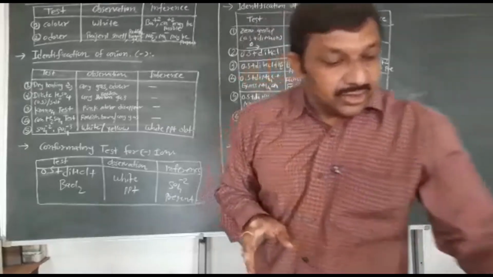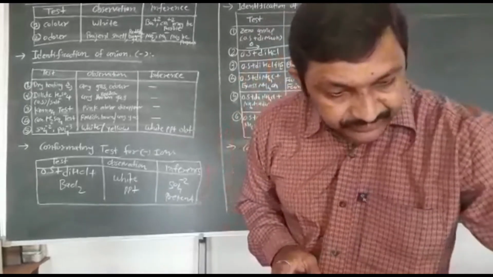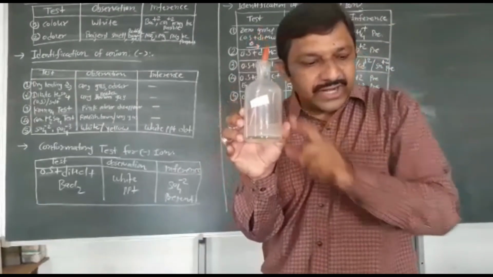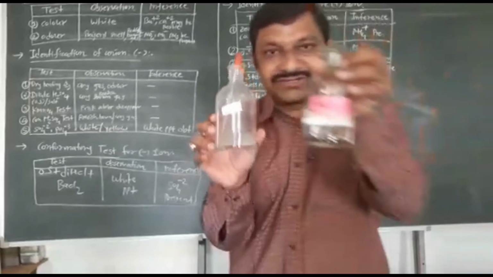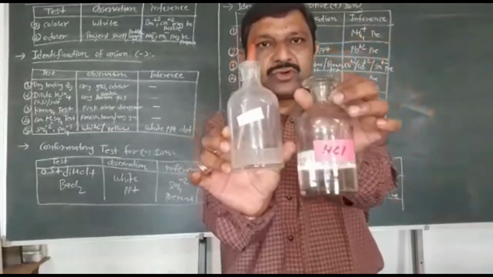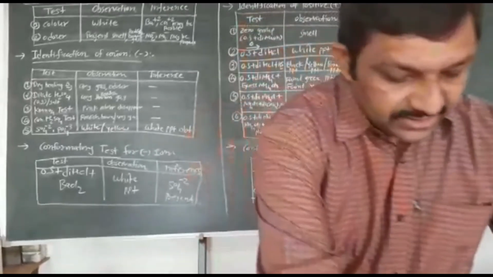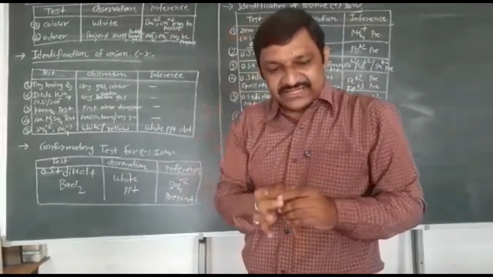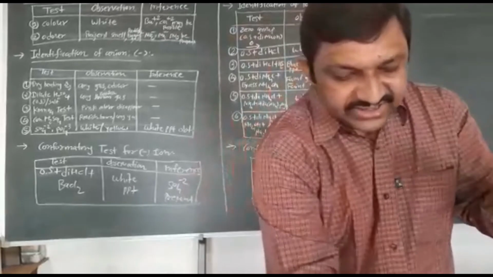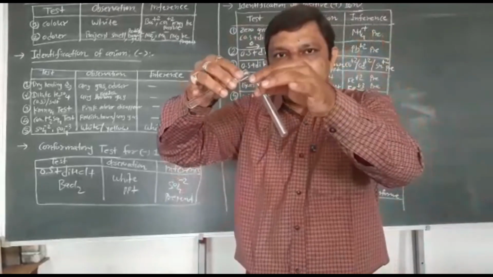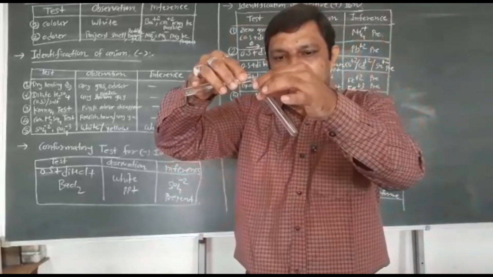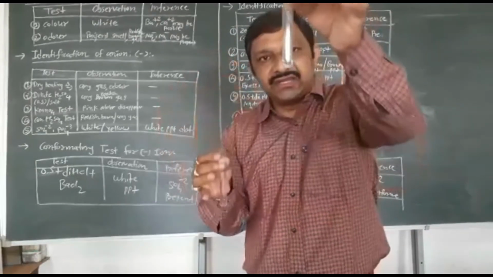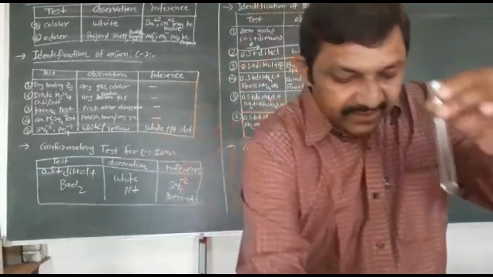Okay. So look here. Here is your barium chloride, and here is your dilute sulfuric acid. Barium chloride and dilute sulfuric acid. So for the sulfate test, listen to me, I am performing the sulfate test here. So here is my OS. You can see here. Here is your OS. Clear?